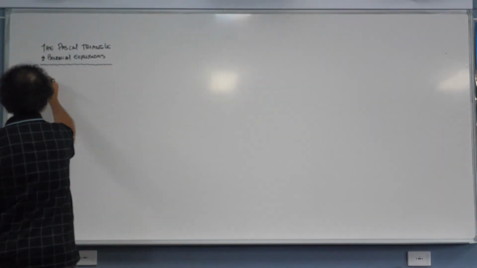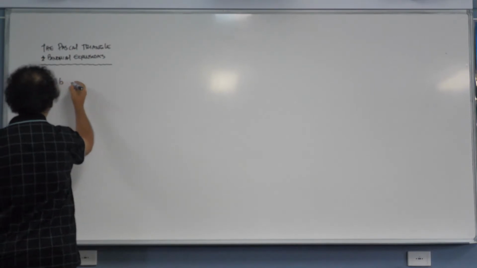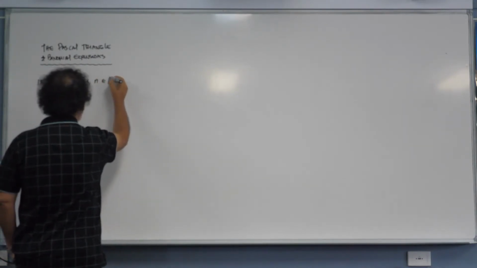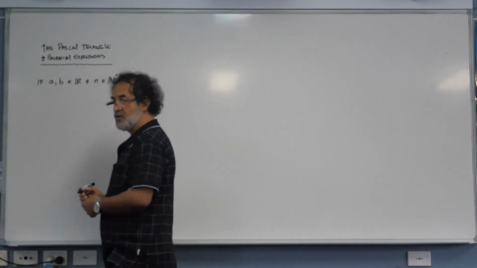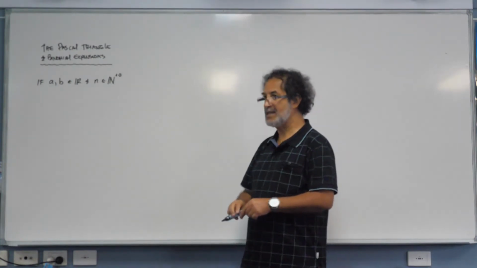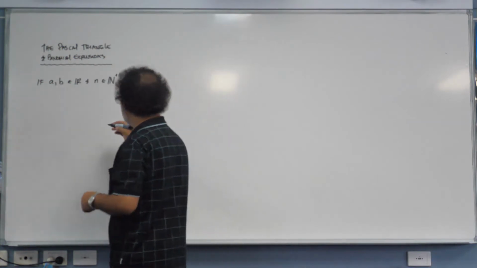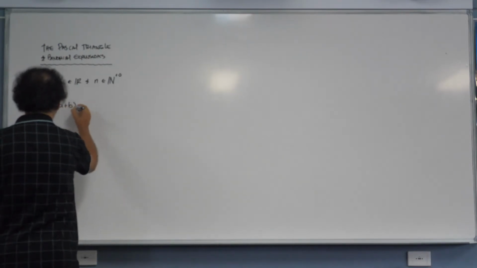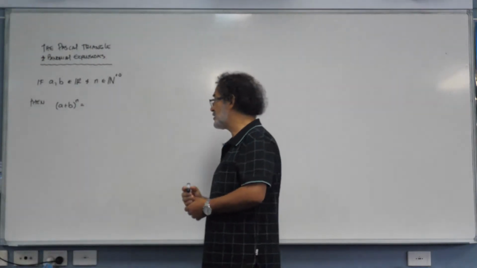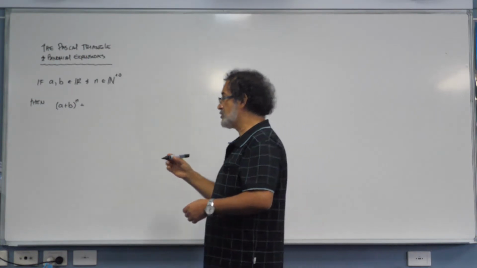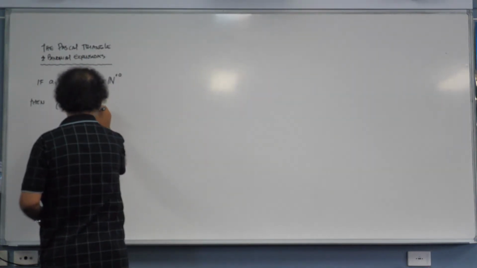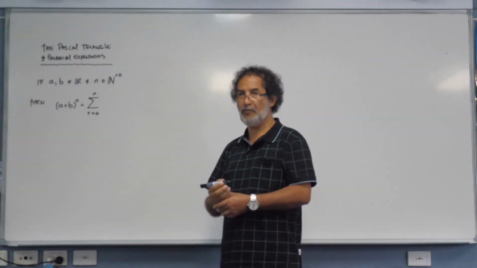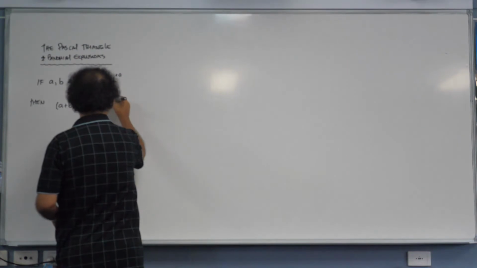Yesterday we said this: if A and B are real numbers and N is a natural number or 0, so that means N is a non-negative whole number, then we can prove that A plus B to the power of N, the expansion of A plus B to the power of N, is going to be equal to the sum from R equals 0 to N of these terms.